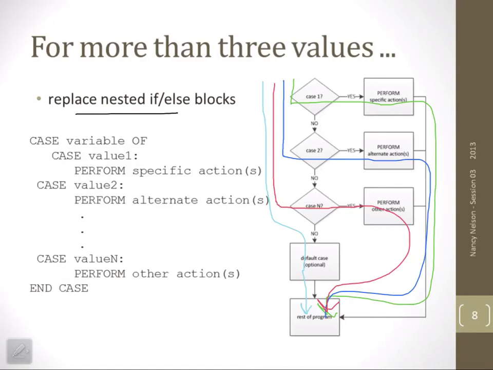If we look at the pseudocode, we see our test here. So there's the variable we're going to test. And here's our first case. So that first case has a particular value. Maybe it's the value 1, or maybe it's the color blue. If that's the case, we're going to perform some specific actions. We test the next case, perform actions for that, all the way down to the last case, and perform actions for that.